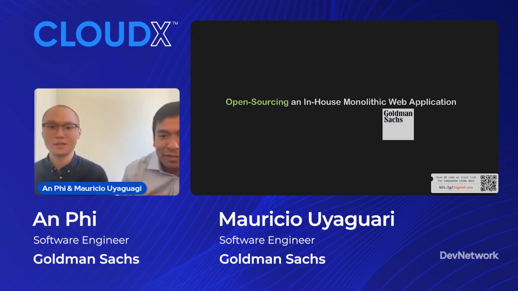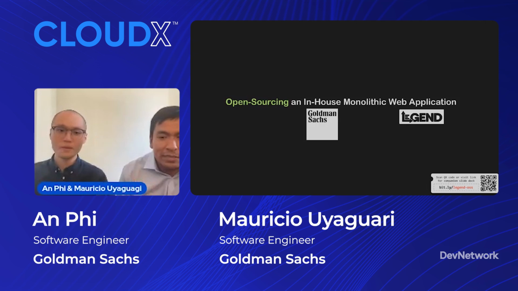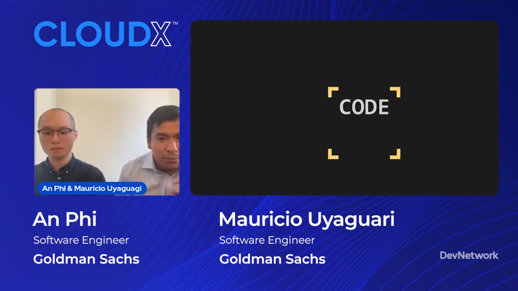So as mentioned, I'm Mauricio. This is An. We're software engineers at Goldman Sachs. Back in 2020, we open sourced Legend, which is the Goldman Sachs strategic data modeling platform. And today we wanted to go through our open source journey. We wanted to talk about the challenges we faced, the strategies and solutions we took on with regards to the code base. So we wanted to focus entirely more on the code base side than other aspects of open source.